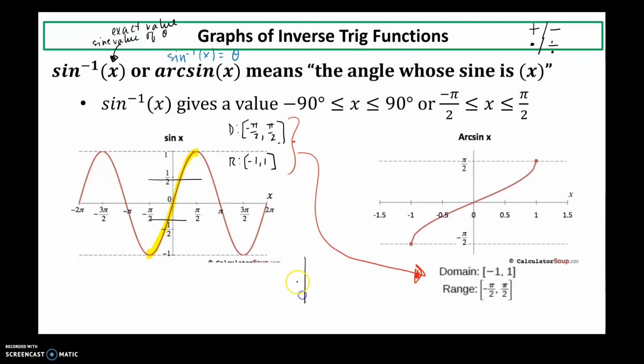But if we think about evaluating, if my range is from negative pi over 2 to pi over 2, then I'm only allowed answers in these two quadrants. And furthermore, my answers have to be angle measures between negative 90 degrees and positive 90 degrees, or in terms of radians, from negative pi over 2 radians to positive pi over 2 radians.